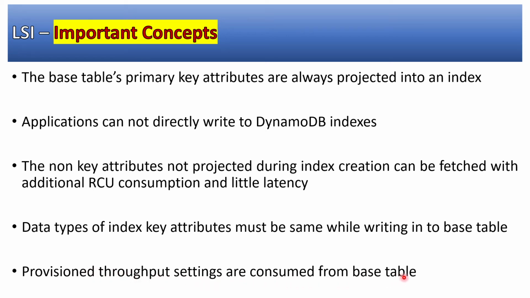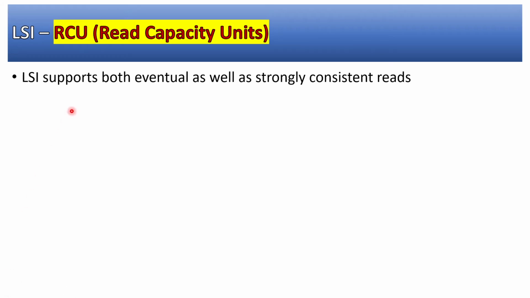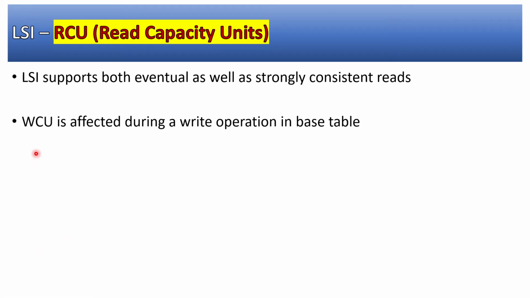Provisioned throughput settings are consumed from base table. This is a major difference from GSI, where provisioned throughput settings were different from base table, but here whatever capacity we have configured for base table, LSI will use capacity from that capacity itself. It will not manage its own capacity. This is a major difference from GSI. Now, read capacity units. LSI supports both eventually as well as strongly consistent reads. WC is affected during a write operation. Example that I'm going to show you towards the end of this video.